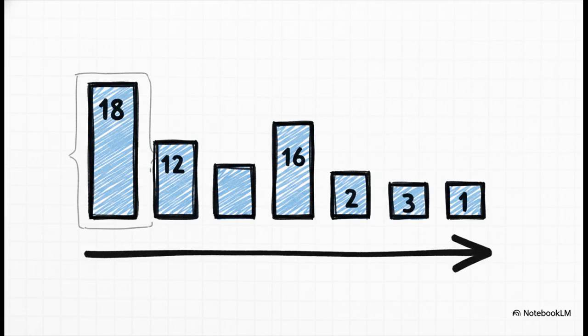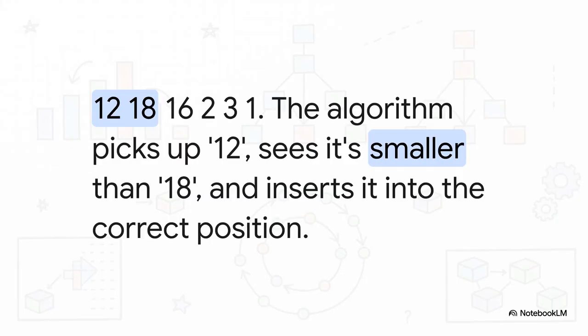The algorithm is going to build a sorted section piece by piece over on the left. To kick things off, it just looks at the first number, 18, and considers that its own tiny, already sorted list. Everything else is still just chaos. So now the algorithm looks at the very next number, 12. It asks, is 12 smaller than 18? Yep, it is. So it just shifts the 18 over and pops the 12 right in at the beginning. Just like that, our sorted section is now 12, 18.